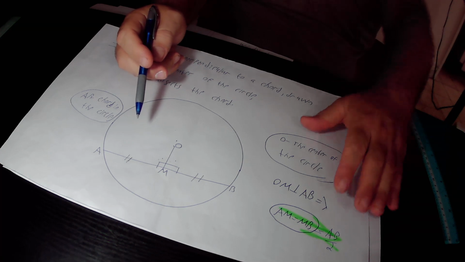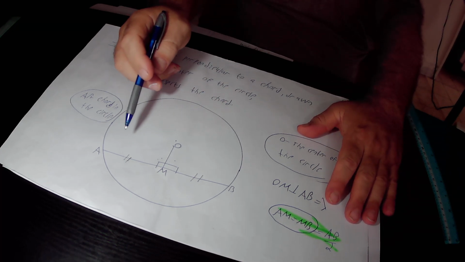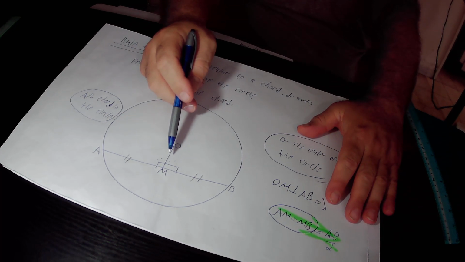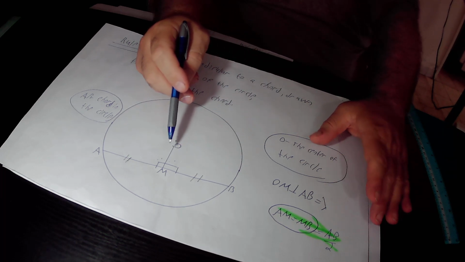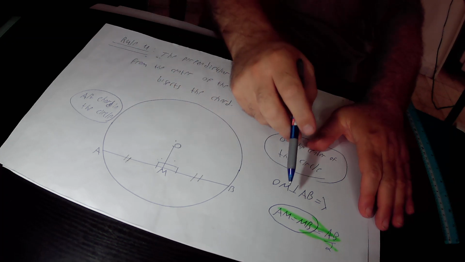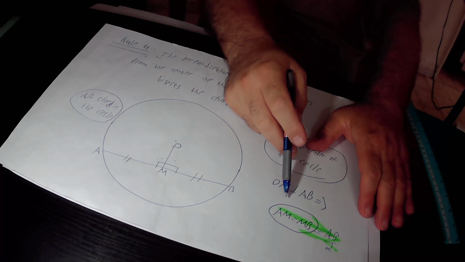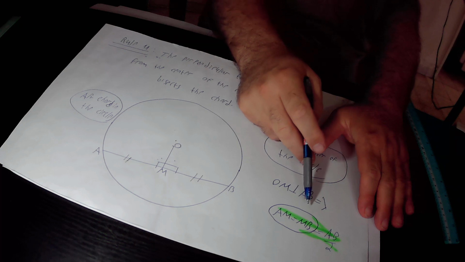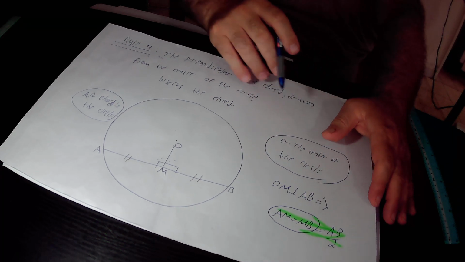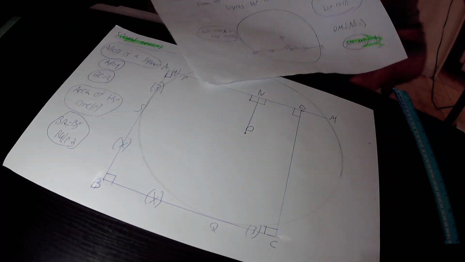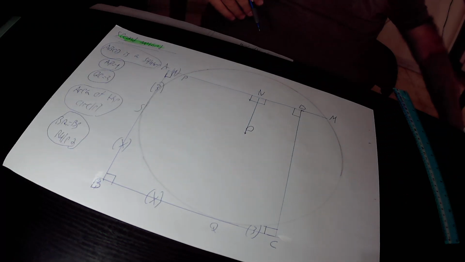So the first half is AM, and it equals the second half, that is MB, and each half equals AB over 2. So we can definitely implement rule 11 in our drawing.